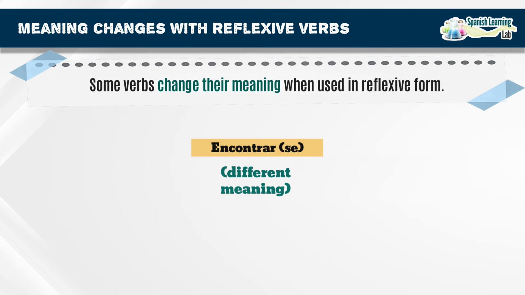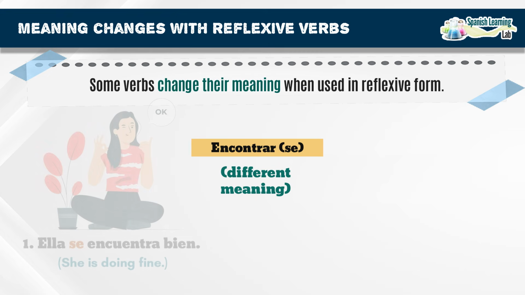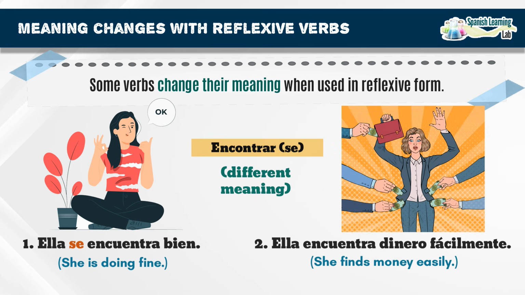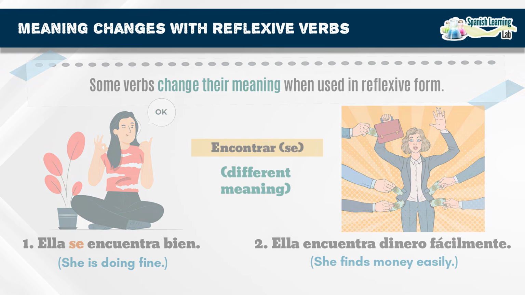However, there are verbs that behave differently. Such is the case of verbs like encontrar, to find, llamar, to call, negar, to deny, and several more. Pay attention to these examples. Ella se encuentra bien. Ella encuentra dinero fácilmente. In the first sentence, we use the reflexive pronoun se along with encontrar to indicate how she feels mentally or physically. On the other hand, in the second sentence, we don't use a reflexive pronoun. So the verb encontrar means to find in this context.